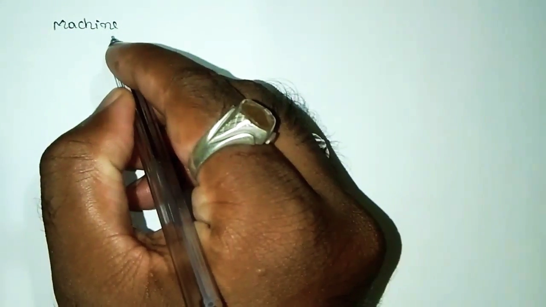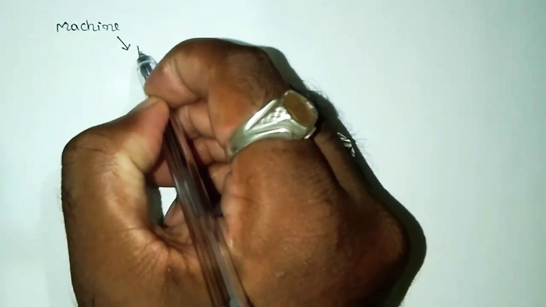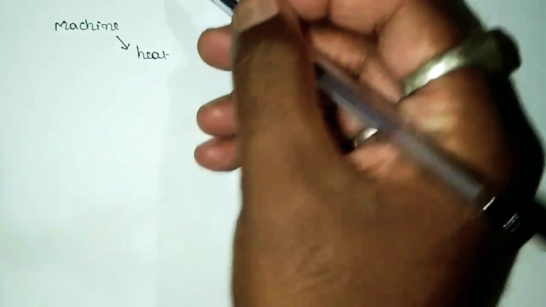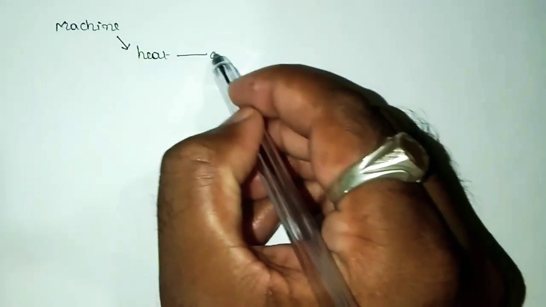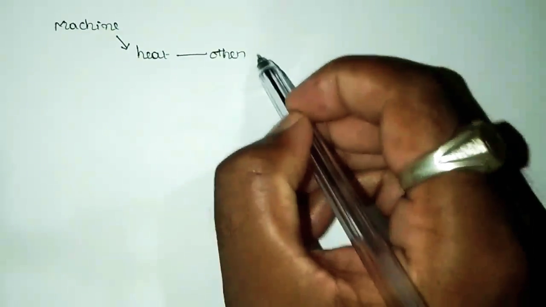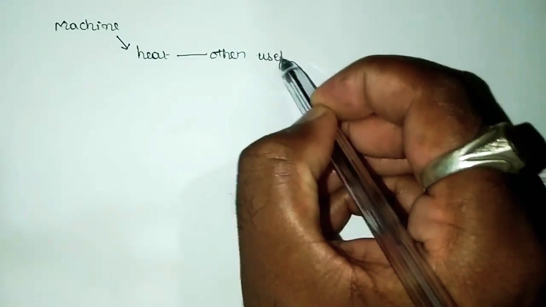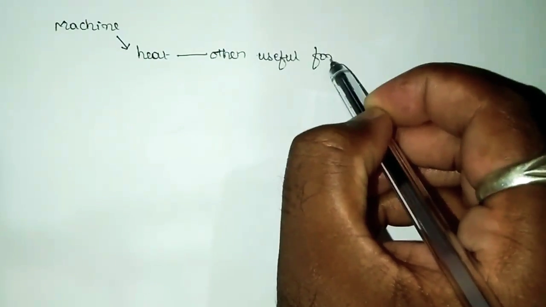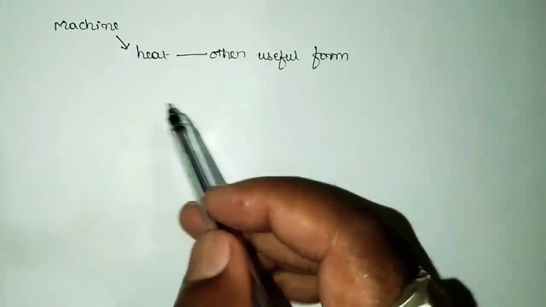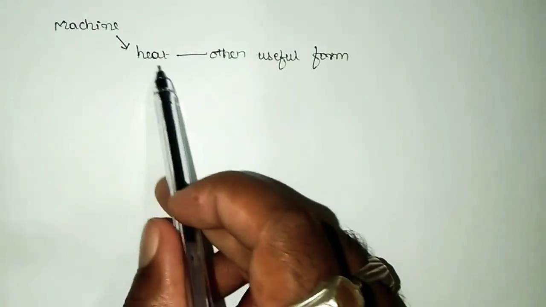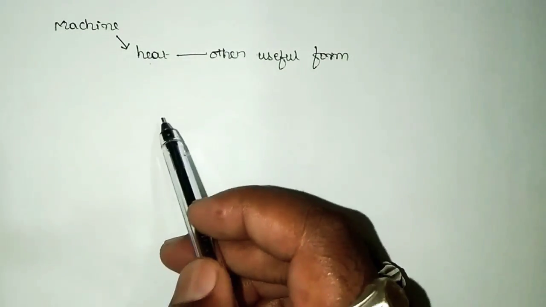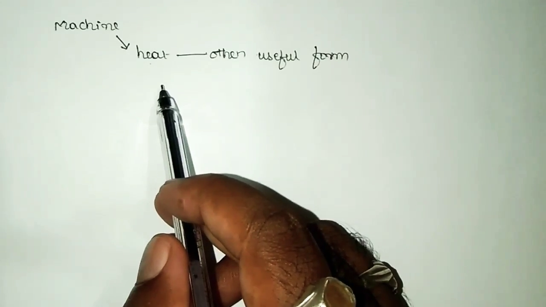So here, in this machine, the heat energy will be transformed into other useful forms of energy. That means the heat energy will be converted into mechanical energy or something else. Heat energy will be converted into other useful forms. So how will these things happen in a machine?